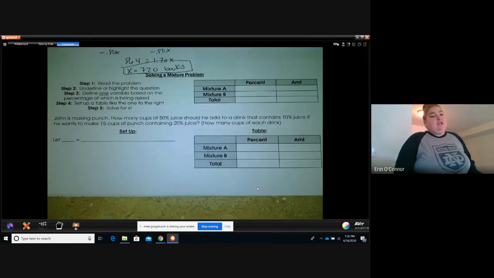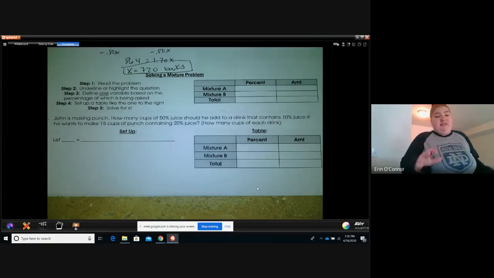And then we're going to solve for x. So John is making punch. How many cups of 50% juice should he add to a drink that contains 10% juice if he wants to make 15 cups of punch containing 20% juice? How many cups of each drink? I look at this and I know it sounds confusing. That's why we're going to break it down into a table.